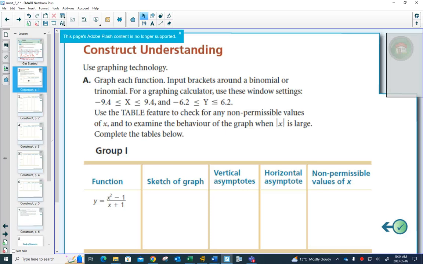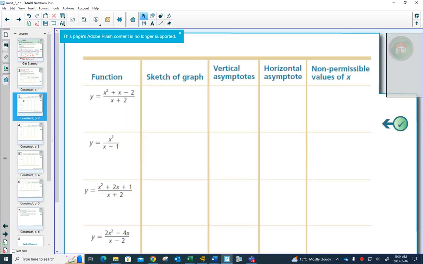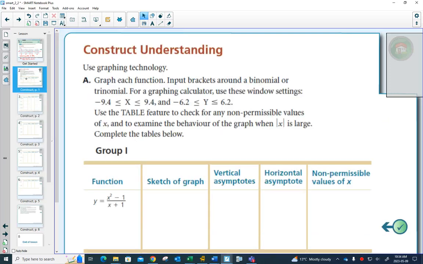And this is group 1. Group 1, you've got a bunch of equations. You are going to type them into your calculator, sketch the graphs, and if you see any vertical asymptotes, you're going to write them down. If you see any horizontal asymptotes, you're going to write them down. If it has a non-permissible value, you're going to write that down.